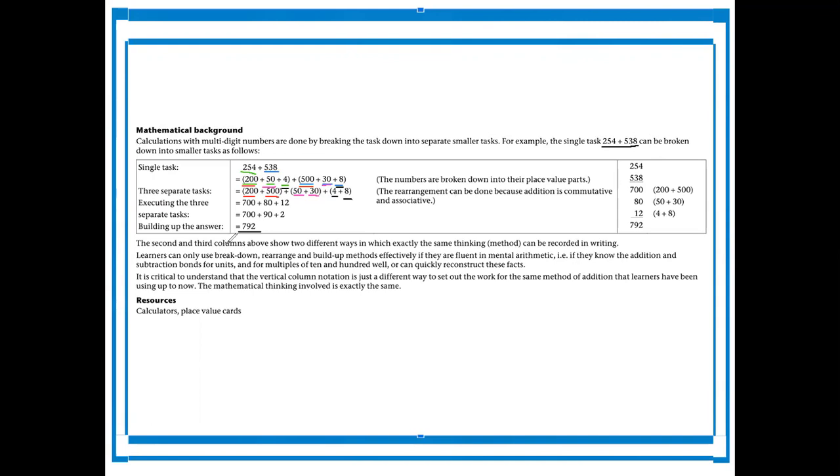The second and third columns above show two different ways in which exactly the same thinking or method can be recorded in writing. So where's the second and third? I'm not too sure what they mean, the second and third column. Anyway, I hope you guys know what they mean there.